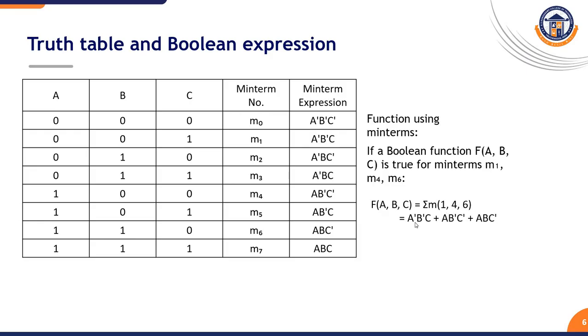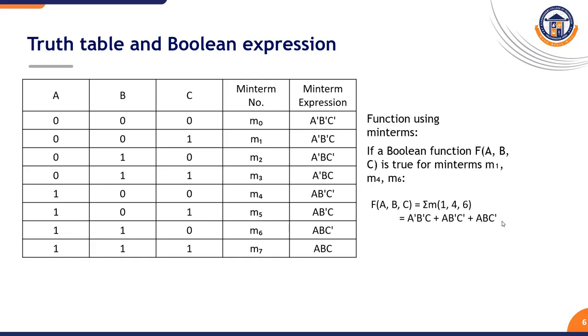It can be expanded with the variables. Since we have output 1 for minterm M1, that is 0, 0, 1, A can be written as A dash, B as B dash, and C as C. So for M1 it is A dash, B dash, C. Similarly for M4 it will be 100, that is A, B dash, C dash, and M6 will be 110, so A, B and C bar.